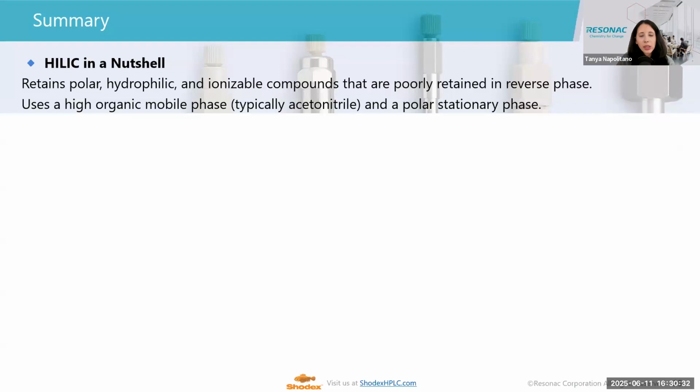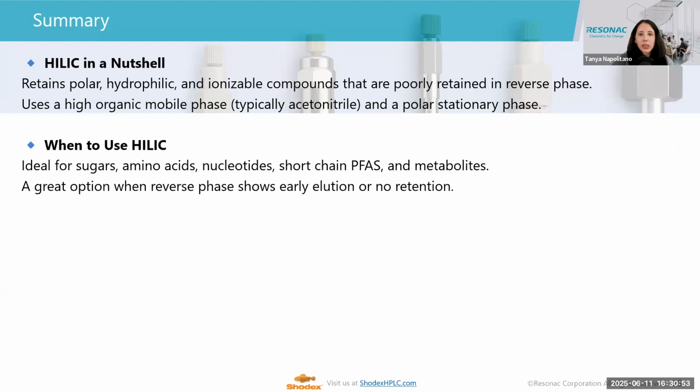So to summarize, HILIC is a highly effective technique for separating polar, hydrophilic, and ionizable compounds. It works by using a high organic mobile phase, typically high acetonitrile, and a polar stationary phase, creating a system where polar analytes are retained through partitioning and hydrogen bonding. It's especially valuable for compounds like sugars, amino acids, nucleotides, PFAS, and small metabolites, many of which elute too early or not at all in reverse phase LC.